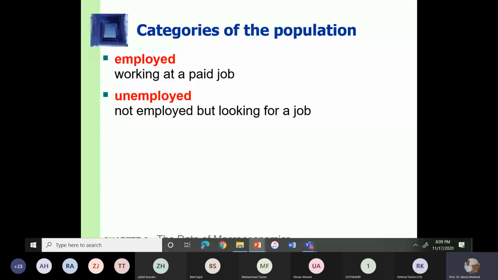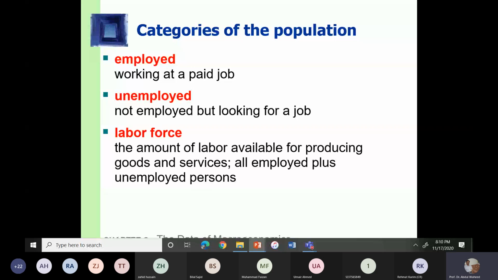Then those who are in the labor force are the people who are working at a job, and such could be classified as employed labor force. And then there are some people, unfortunately, who don't get any job, and such would be classified as unemployed labor force. They are in the labor force because they are looking for a job, but they are not getting a job, so they would be classified as unemployed. So the total labor force comprises employed labor force and unemployed labor force. The labor force is the amount of labor available for producing goods and services, all employed plus unemployed persons.